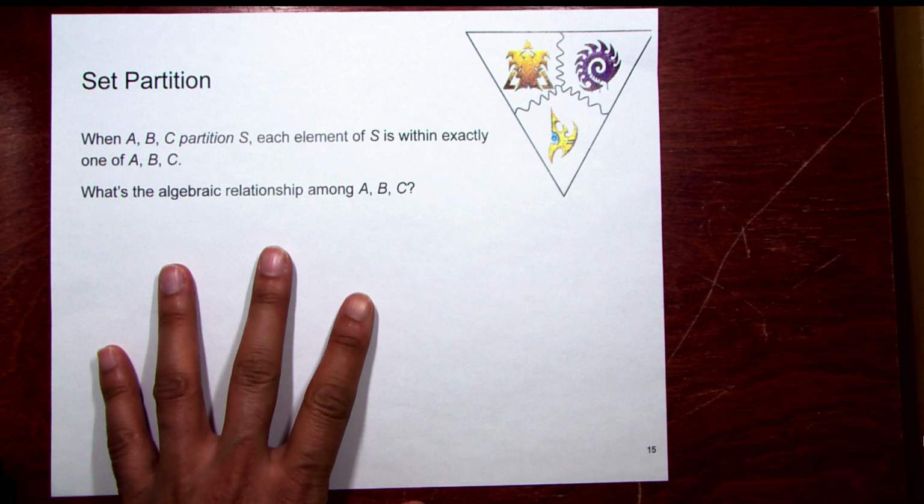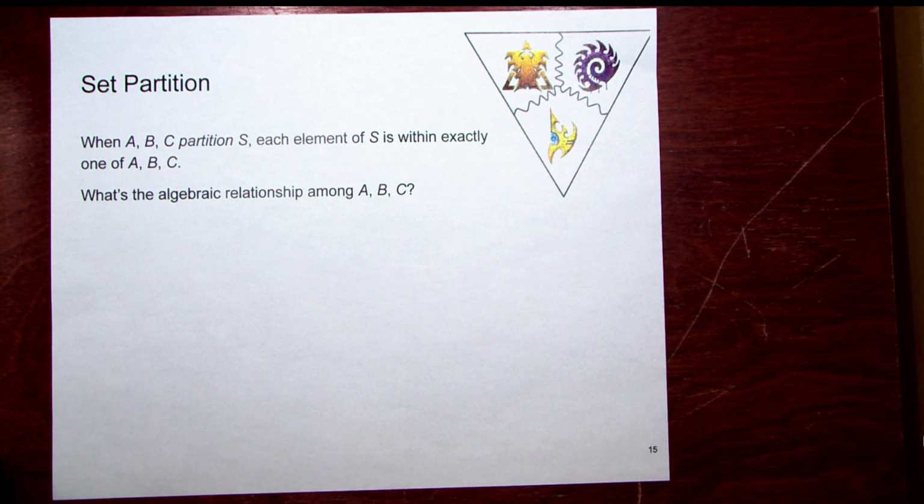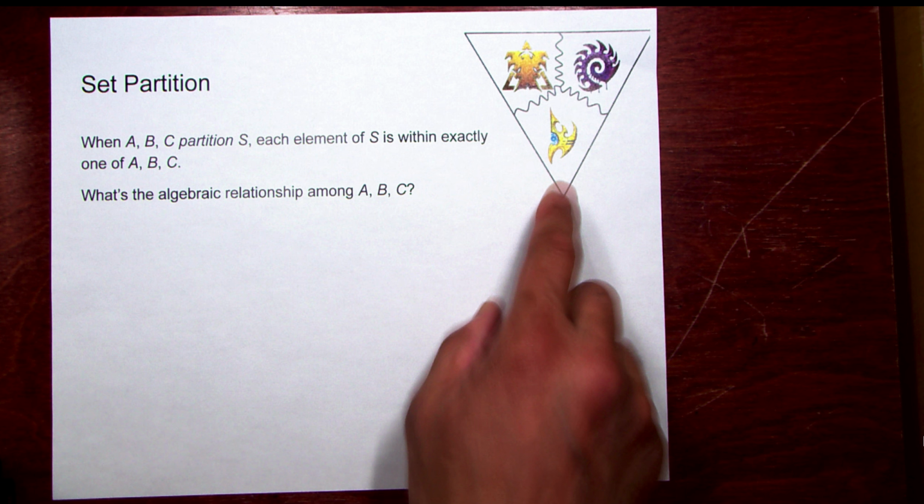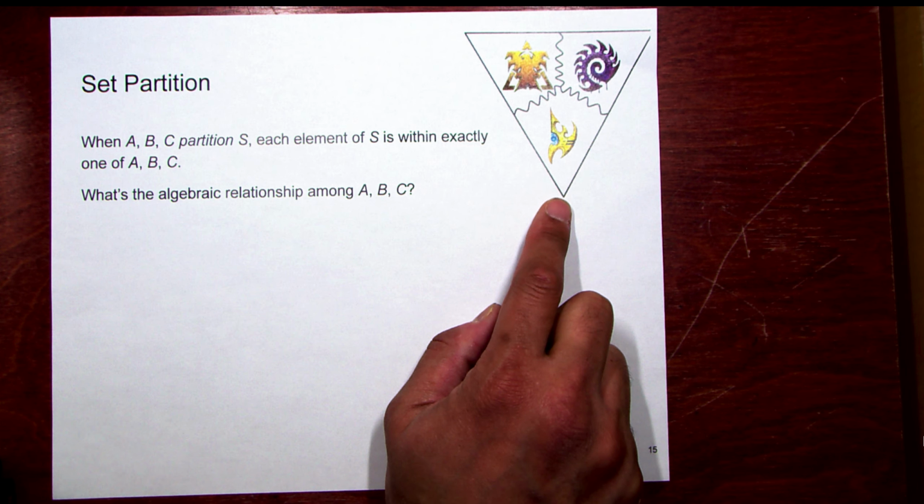All right. So last thing for today, set partition. And this is the last piece of terminology from the set part here. Okay. When A, B, and C partition S, each element of S is within exactly 1 of A, B, and C. Okay. So we have a Venn diagram of sorts over here.